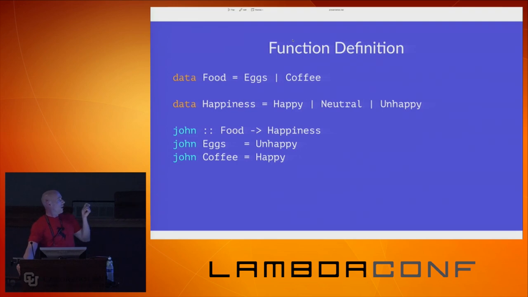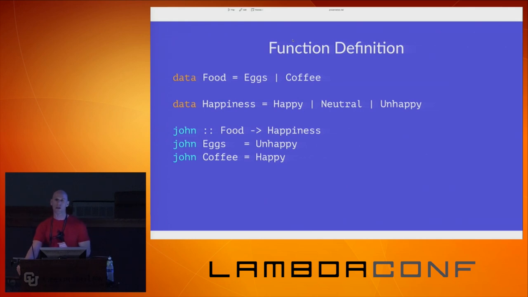Yeah. So I define the function right beneath that, and I say John of eggs is equal to unhappy, and John of coffee is equal to happy. So I'm defining this function piecewise. I'm defining it one element of its domain at a time. Look up there. PureScript allows you to define these things called sets. So in PureScript, I can define a set called food. And that set of food consists of two elements. One is called eggs, and the other is called coffee.